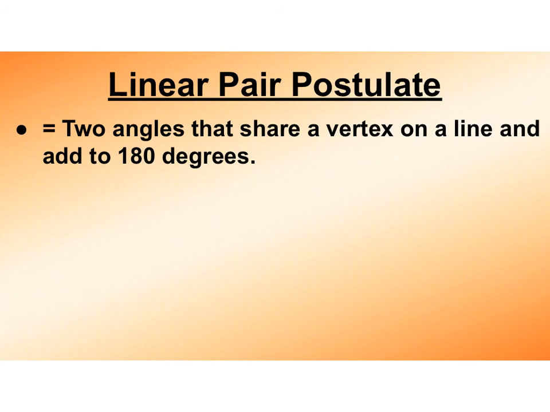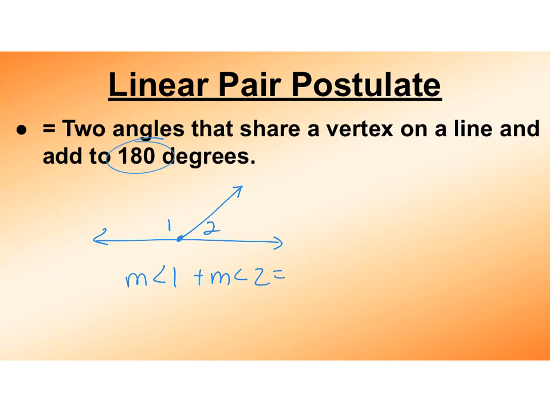Linear pair postulate. Two angles that share a vertex on a line and add to 180. So back to 1 and 2. The definition of a linear pair says two angles that are on the same line. It's the postulate that says they're now going to be supplementary and add to 180. So measure of angle 1 plus the measure of angle 2 equals 180 degrees.